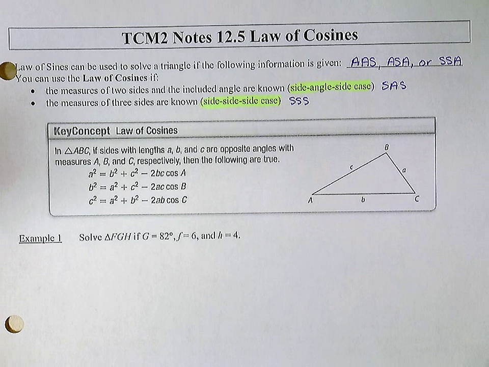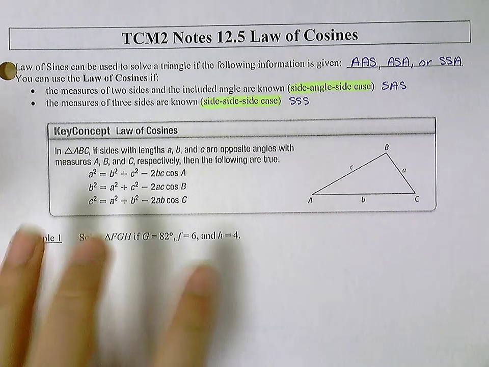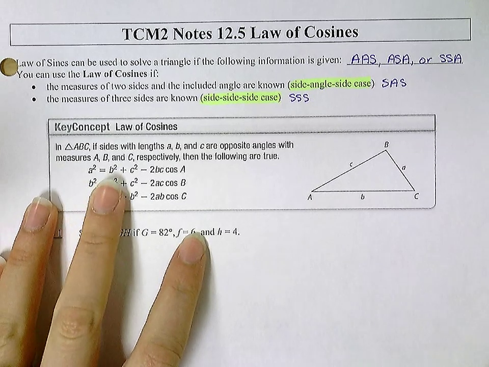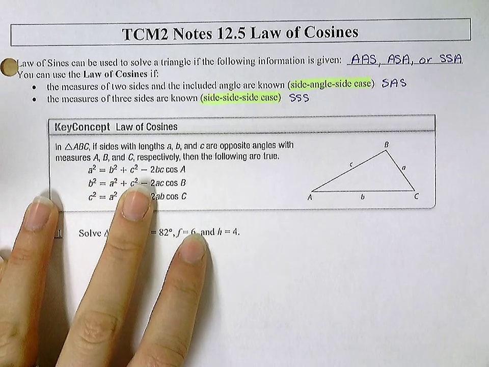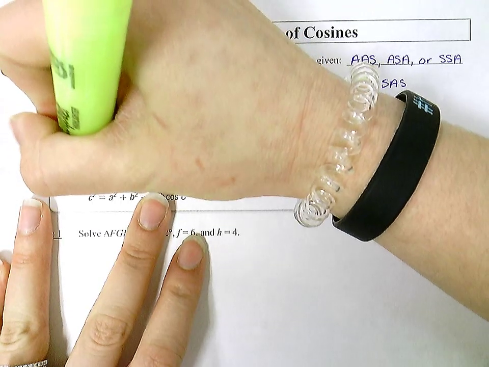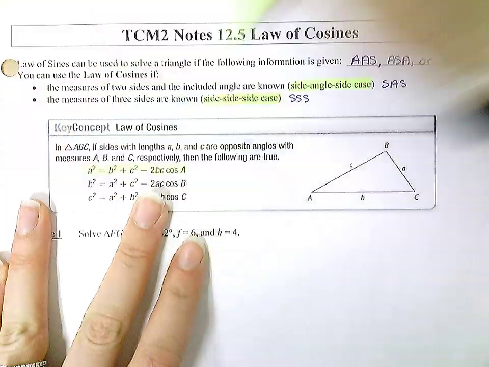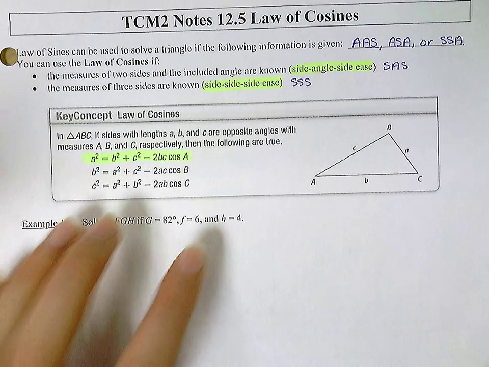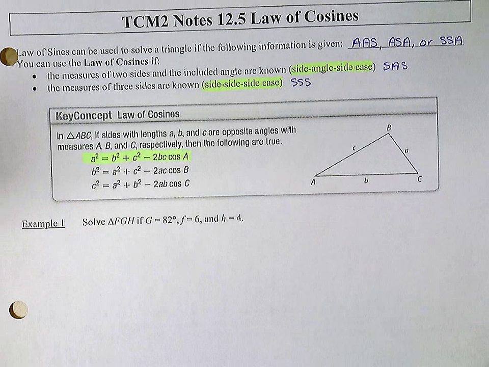So the law of cosines: in triangle ABC, if sides with lengths a, b, and c are opposite angles with measures A, B, and C, respectively, then the following are true. We have a squared equals b squared plus c squared minus 2bc cosine of A. That's the one I think you're going to use the most here. So that is your formula for law of cosines.